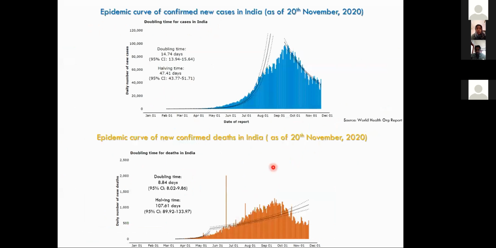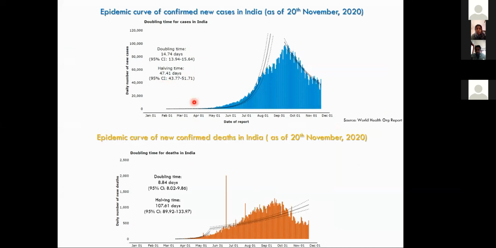Considering the epidemiological curve of India, here we have the term doubling time. What is doubling time? It is defined as the time it would take for the number of new daily cases to double and is a key variable in understanding the speed of the growth of an outbreak. And halving time. Halving time of an epidemic is defined as the time taken for the number of new daily cases to halve. And confidence interval or CI. It is the range of values we are fairly sure our true value lies in.